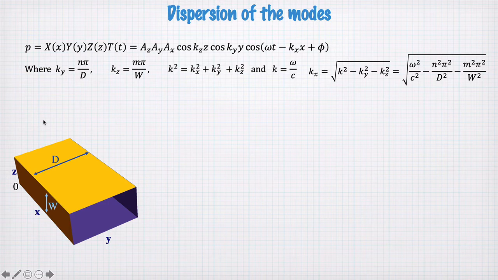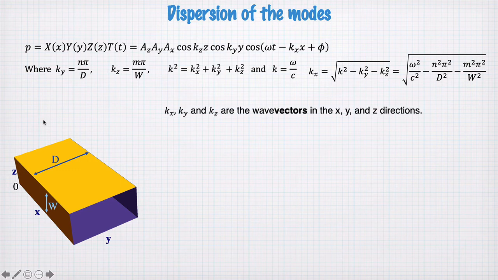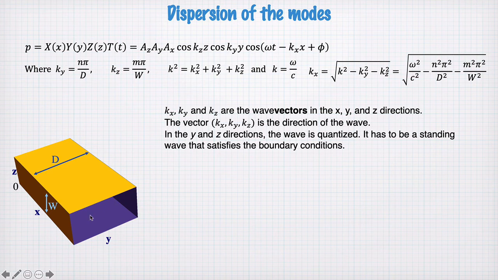So let's now return to these equations and think a bit more about when modes will and won't propagate and what it all means. So the first thing to say is that kx, ky, and kz are wave vectors in the x, y, and z directions respectively. And the vector kx, ky, kz really is the direction of the wave propagating along the pipe. The catch is that because of the boundary conditions, ky and kz must be quantized. That is, the wave in the y direction and the wave in the z direction, to satisfy the boundary conditions, must form a standing wave in these transverse dimensions. Kx, however, is free to choose in the sense that there is no boundary condition in the x direction.